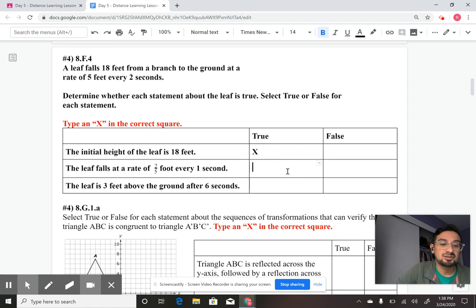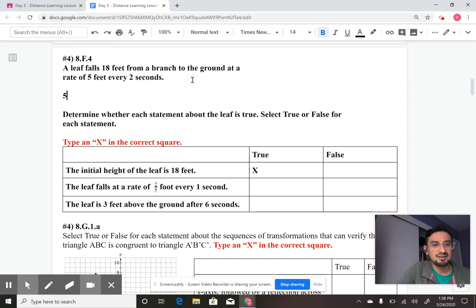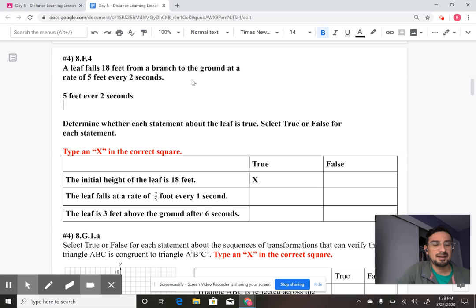The leaf falls at a rate of 2 feet every 1 second. So let's think about that for a second. It's 5 feet every 2 seconds, so if you divide that by half, it should be 2.5 feet every 1 second. So that is wrong, because 2 is not 2.5. So it'd be false.